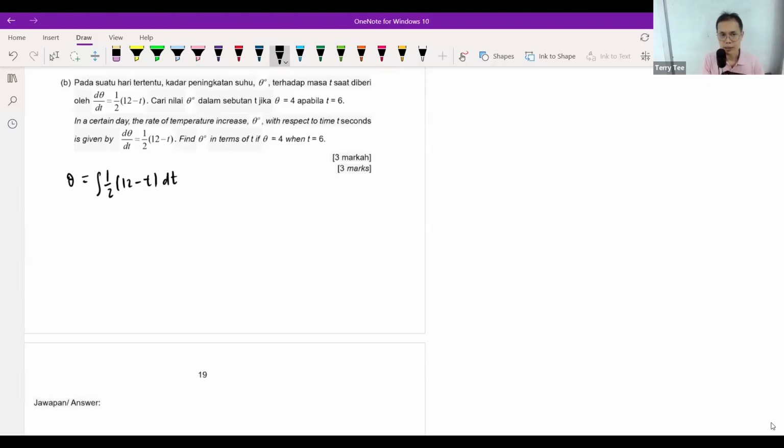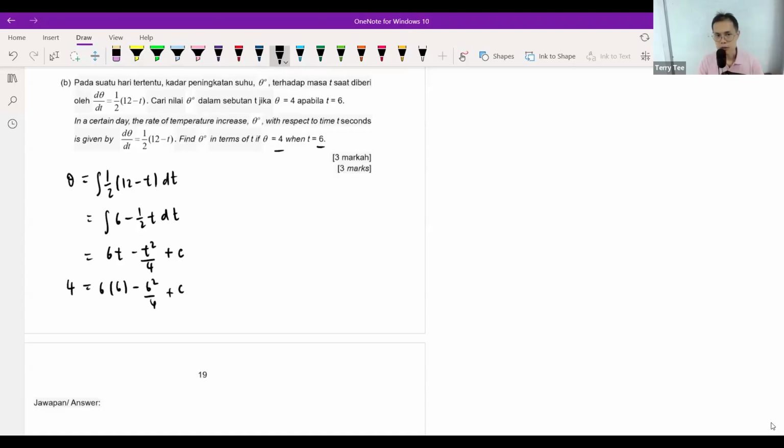Now, actually, the half you can times in. Okay, maybe I times inside, you get 6 minus half t. When you integrate 6, you get 6t. You integrate this, you get t squared, 2 times 2, you get 4 here. And then you plus c. So to find the value of c, we sub in: theta is 4 when t is 6. Theta is 4 when t is 6, to find the value of c.